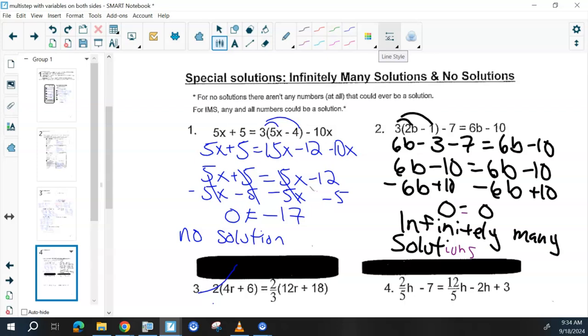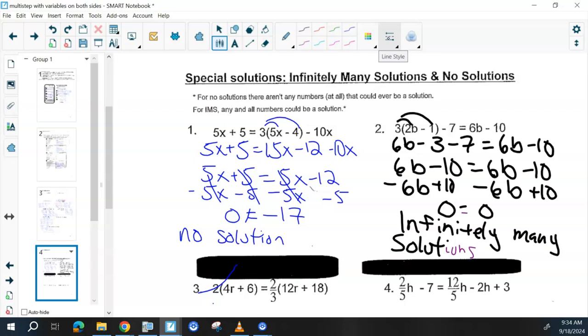So the opposite of no solution, where no number would ever work, infinitely many, you can put in every single number you want into x, b, whatever the variable is, and it will always work. So I could put in 1 and it would work, I can put in 10, it would work, 100, 1,000,000, 5,000, all of them would work. Okay. Questions on that?